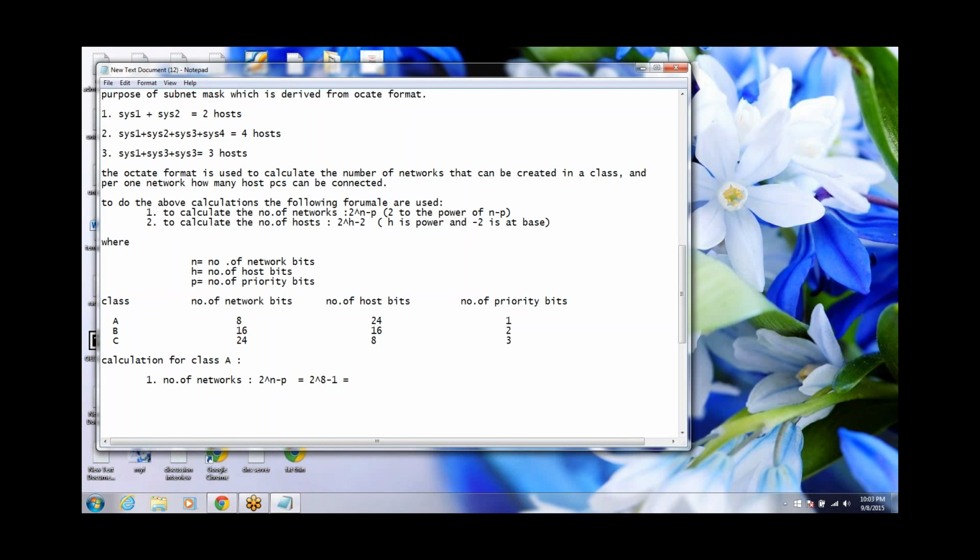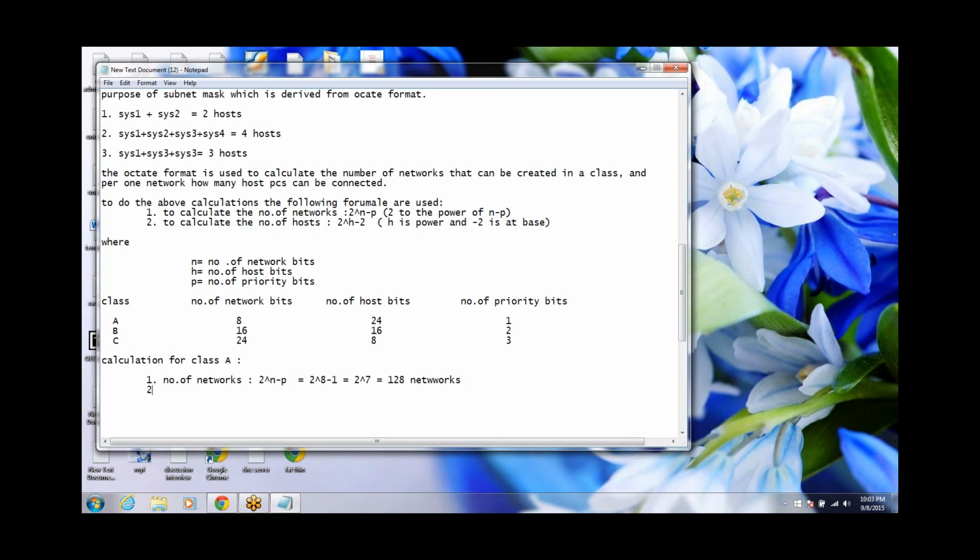2 to the power of 8 minus 1 is 2 to the power of 7, and the value of 2 to the power of 7 is 128. So in class A, how many networks can you create? The number of networks you can create in class A is 128.